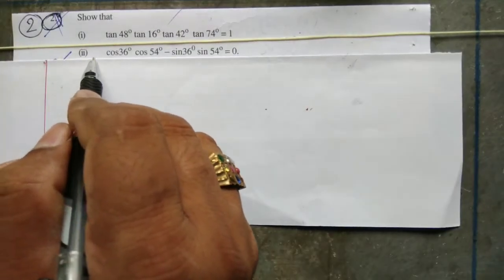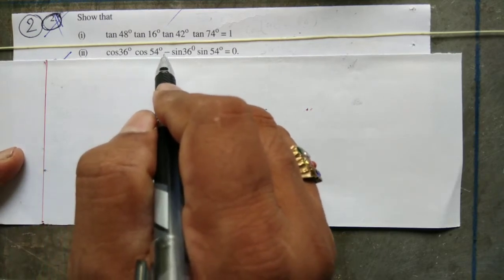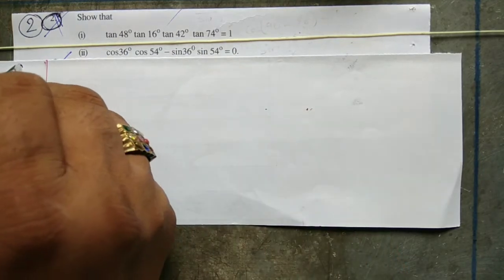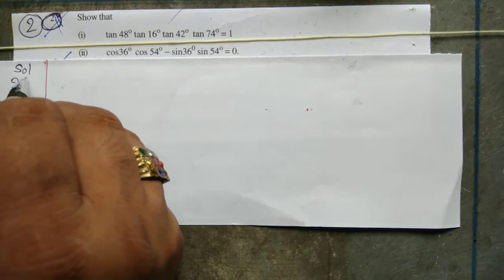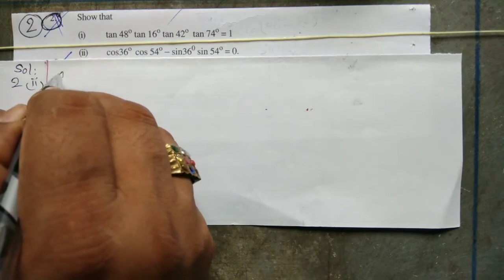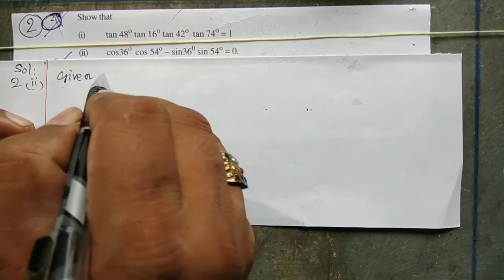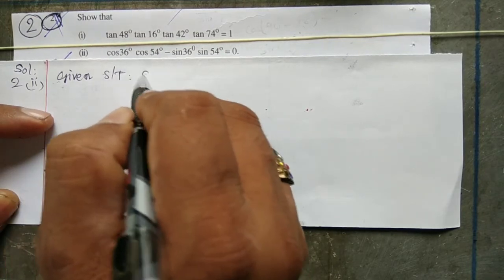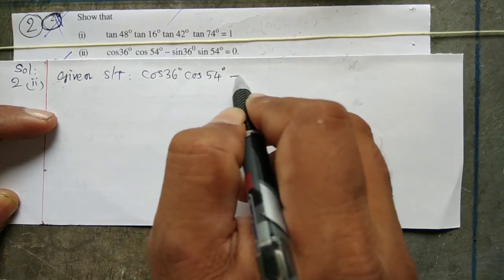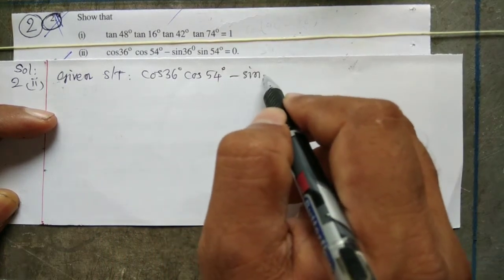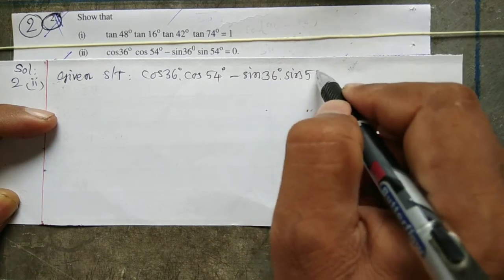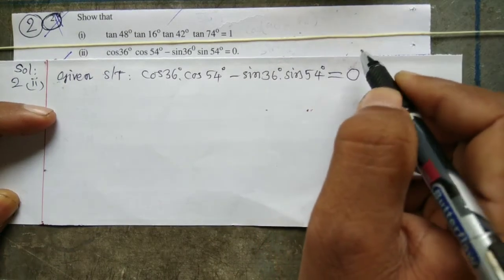Second bit, second problem: cos 36 degree cos 54 degree minus sin 36 degree sin 54 degree is equal to 0. Solution for second bit, second problem: given, show that cos 36 degree cos 54 degree minus sin 36 degree sin 54 degree is equal to 0.